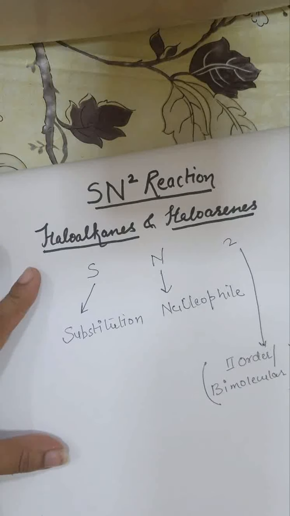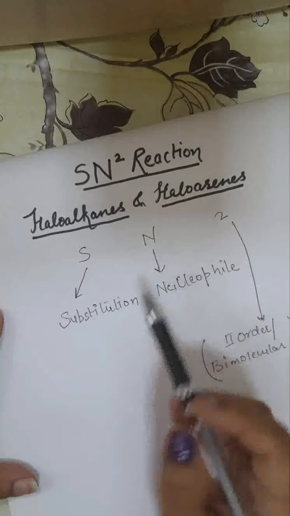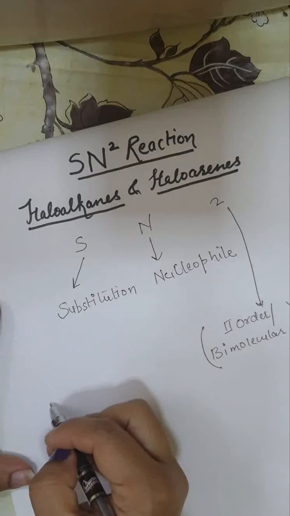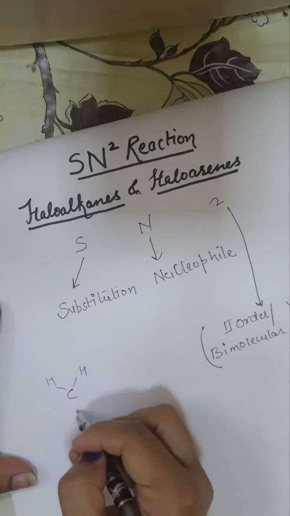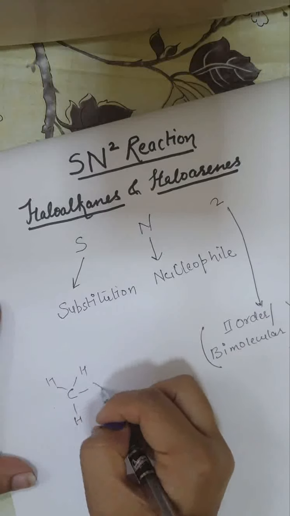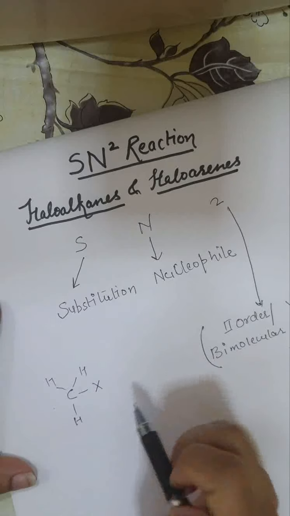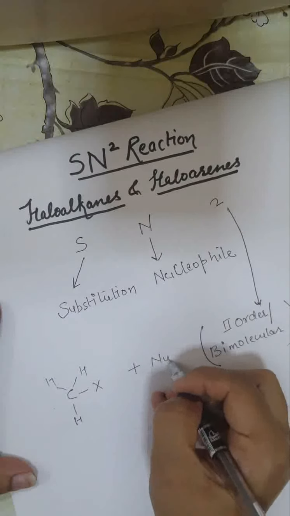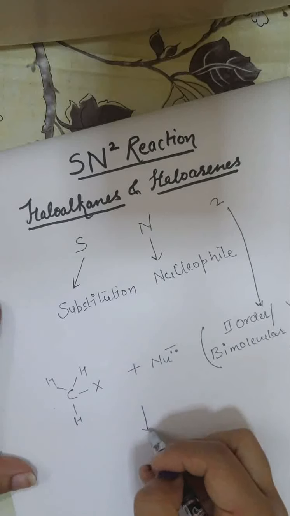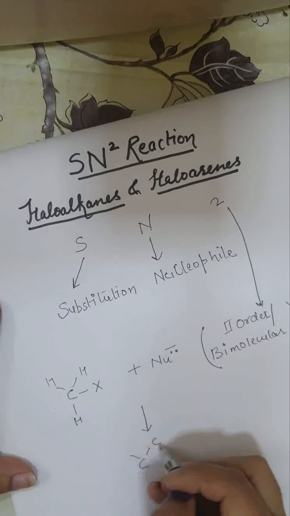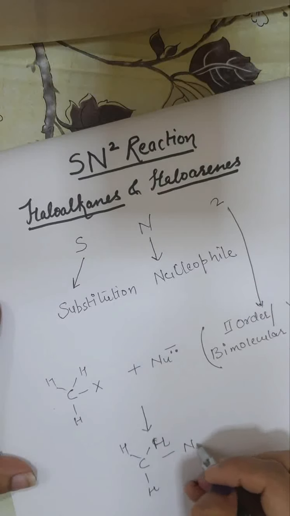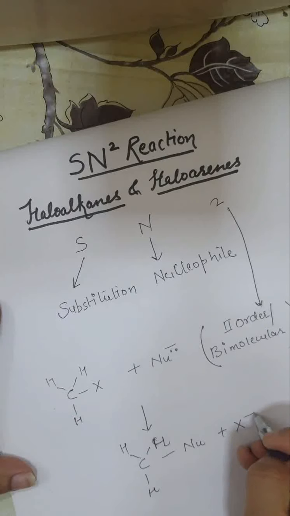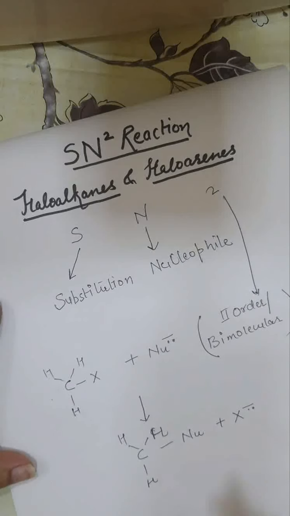Let us consider an example to explain the SN2 reaction. Consider an alkyl halide, a primary alkyl halide, like this methyl alkyl halide. If methyl alkyl halide reacts with any nucleophile, then it will form the product like this, and X is the leaving group here, which will be separated from the primary alkyl halide.